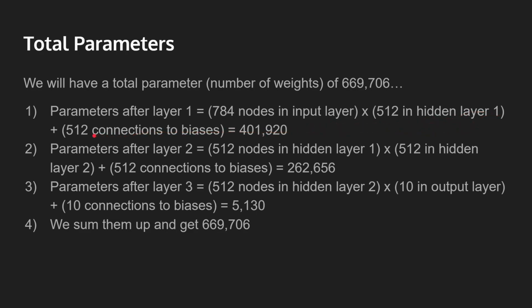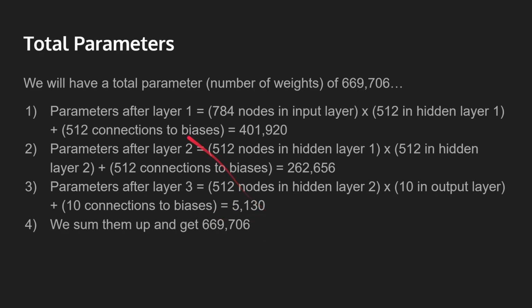And then we also have 512 biases, right? If you watch my video, you know that biases are added to our weighted sum. So we have 512 biases, and that will give us this number. And then same for second layer and third layer, we do these calculations, and then we sum them up. And then we get this very large number.